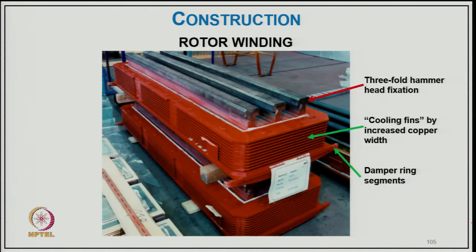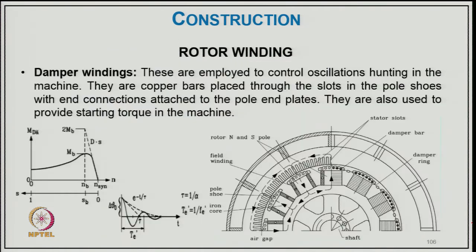Now you can see the fixation of the head and cooling fins by increased copper width, and the damper ring segments like this. Now the damper winding: these are employed to control the oscillations and hunting in the machine. They are copper bars placed in the slots in the pole shoe with the end connections attached to the poles, and they are used for providing the starting torque, especially in a synchronous motor. As you can see, the starting torque is similar to an induction motor.